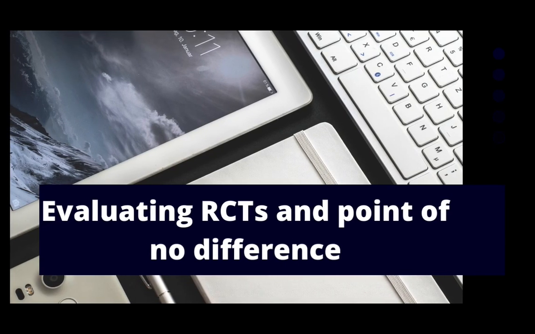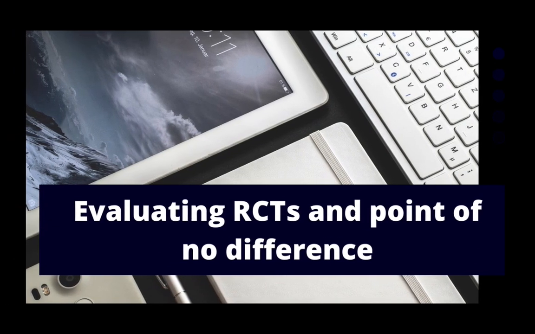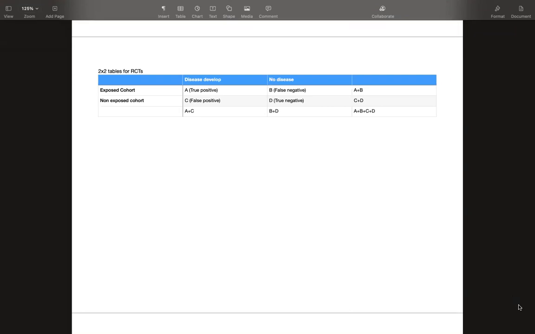Now we are going to discuss the 2 by 2 tables for RCTs. You must have an idea about RCTs. What are they? Randomized controlled trials. And in RCTs, we have two groups: a treatment group and a placebo group. And then we have outcome present and outcome absent.